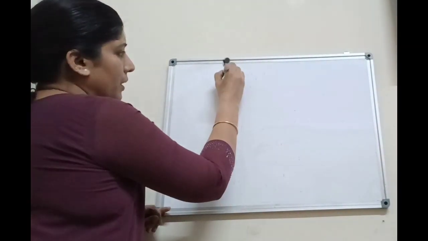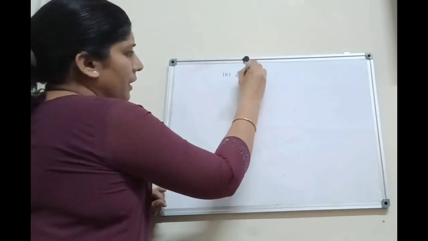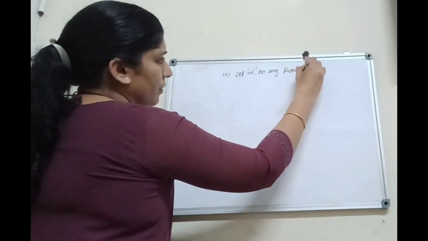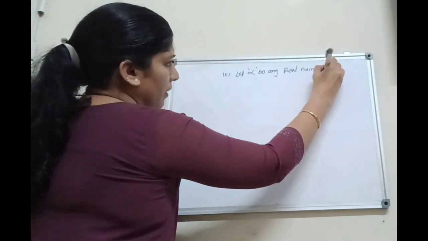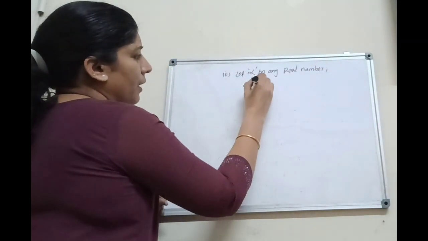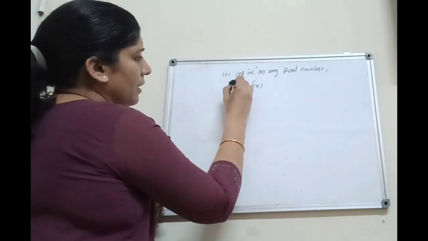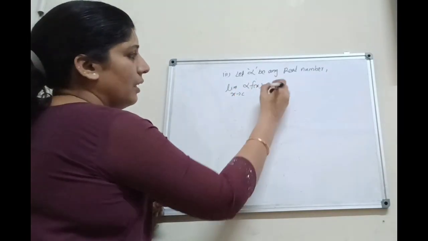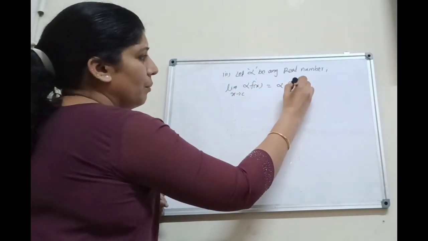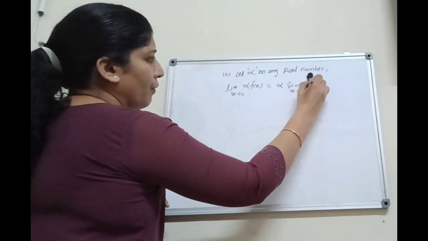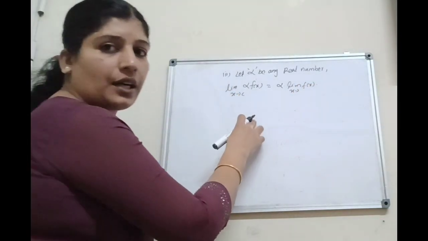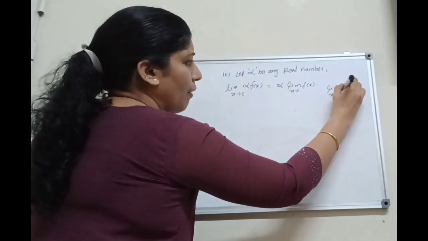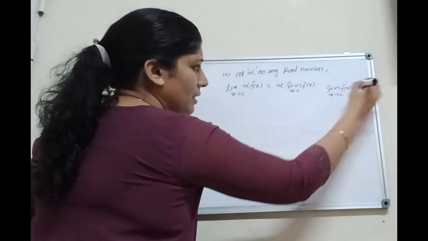Next, third property. Let alpha be any real number, then alpha into f of x, that is limit x tends to c alpha f of x, is equal to alpha into limit x tends to c f of x. Here f is continuous at a point c. That means limit x tends to c f of x equal to f of c exists.